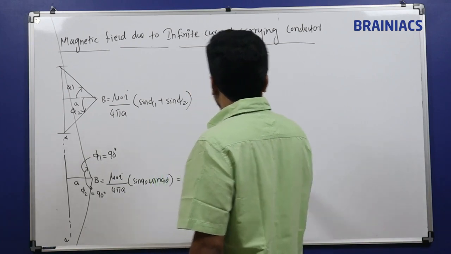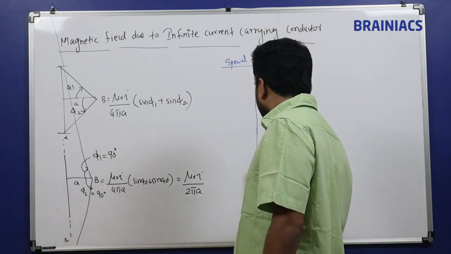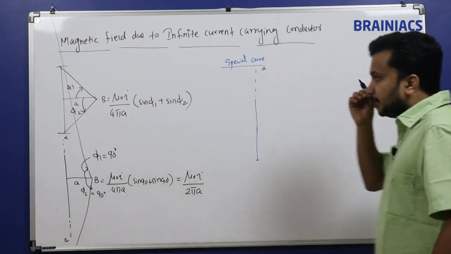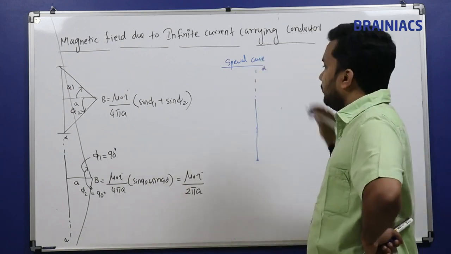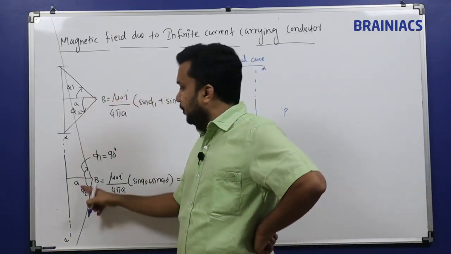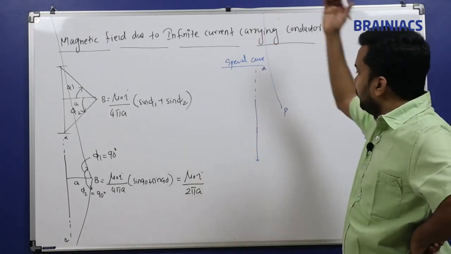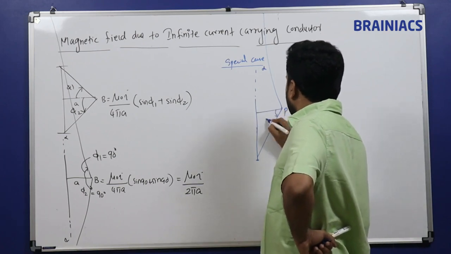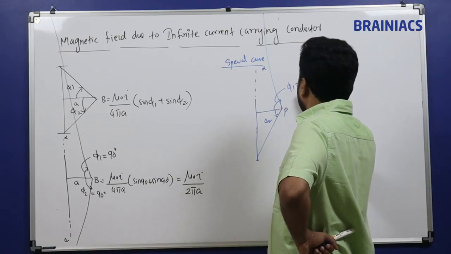What is the special case we are talking about? If you have a conductor whose upper part is going to infinity and lower part is fixed. So this is going to infinity. If you ask me to choose a point, I'll choose this point. Here I want to find the magnetic field at the point P. So I need a phi 1 angle and a phi 2 angle like this. The phi 1 will be shooting up; I don't know where it will end, it will go ahead. But phi 2 is fixed like this. Now this angle is our phi 2 and this angle is our phi 1, which is equal to 90 degrees.